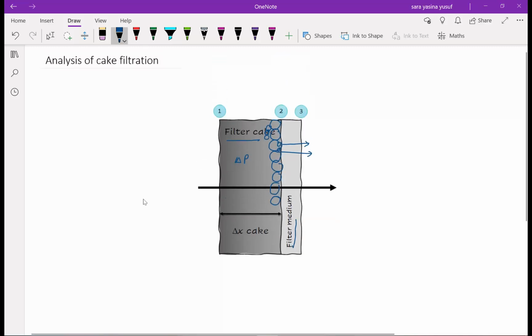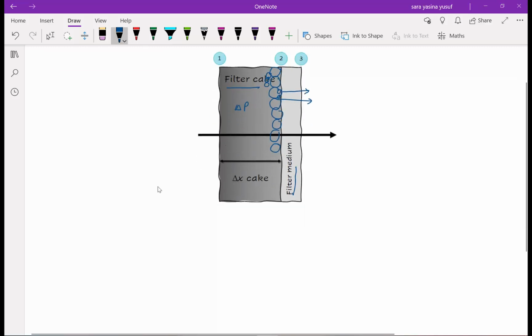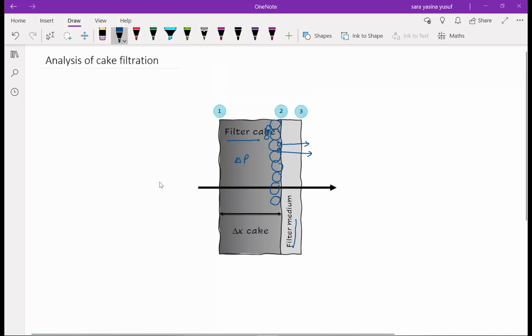Okay. In analysing the cake filtration, why do we call it cake filtration? Because cake filtration plays a much more important role in the filtration process in a filter baghouse, because more particles will be collected, or will be retained, due to the filter cake, not due to the filtering media only. Okay.